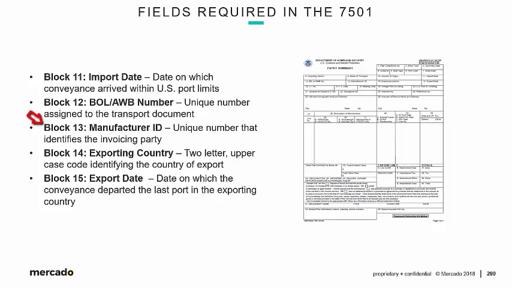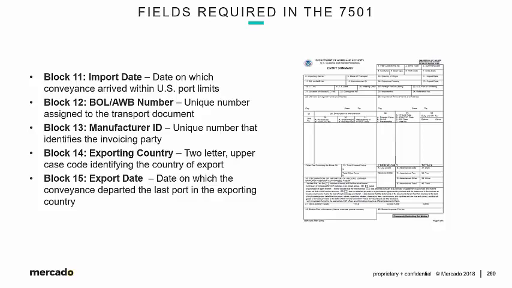Block 13, the manufacturer ID. Believe it or not, every overseas company that has exported to the United States has been assigned a manufacturer ID number. It is a unique number that identifies the invoicing party. That's the vendor overseas. It's an alphanumeric number. We'll see that example in just a bit.